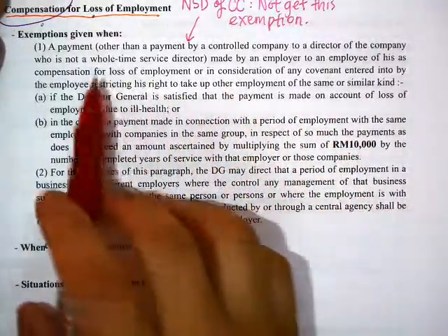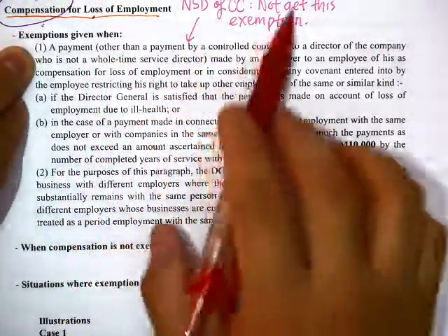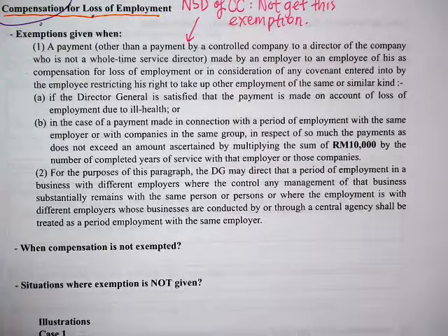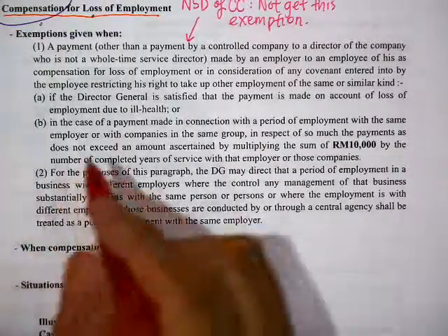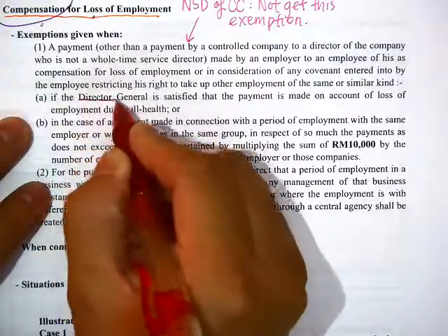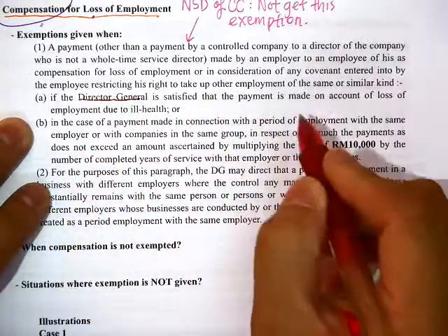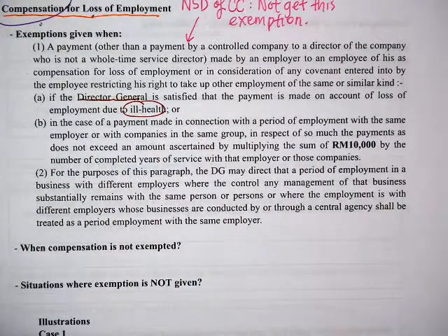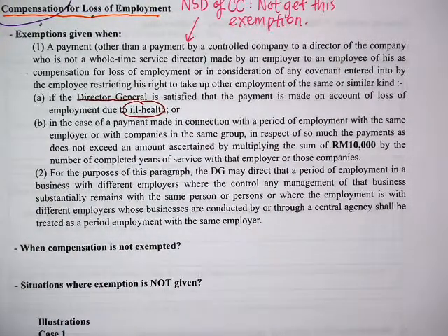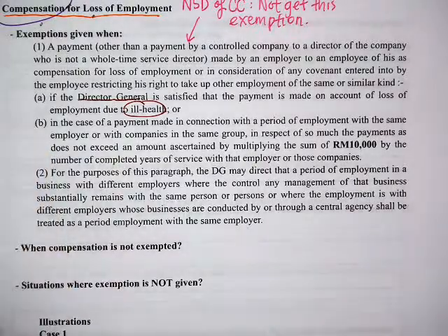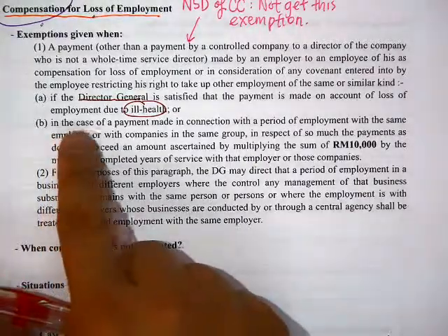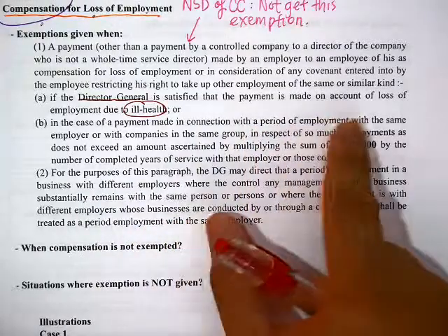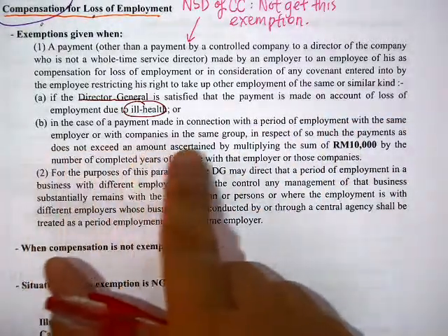Now it says over here that, other than this group of person, that means non-service director of CC will not get the exemption. Now, when will exemption be given? Number one, if the Director General is satisfied that this payment is due to ill health. So it's simple. Once it's ill health, you get full exemption. Okay, just like gratuity. Now, B, in the case of a payment made in connection with the period of employment with the same employer or with a company in the same group.